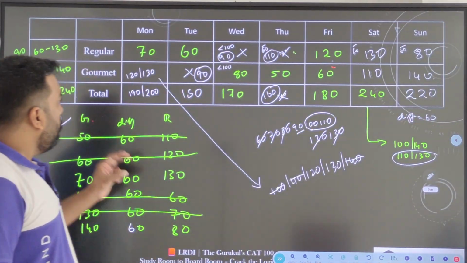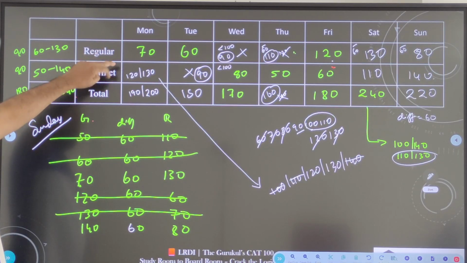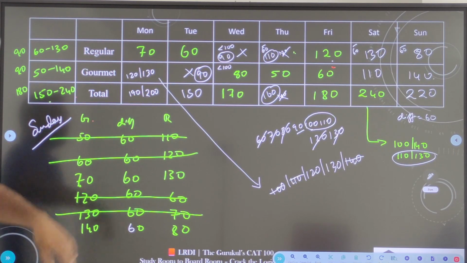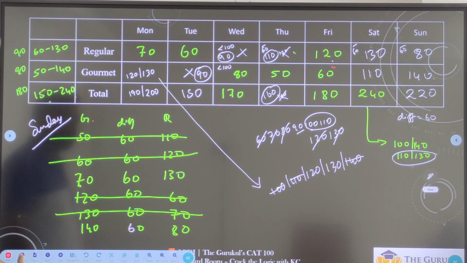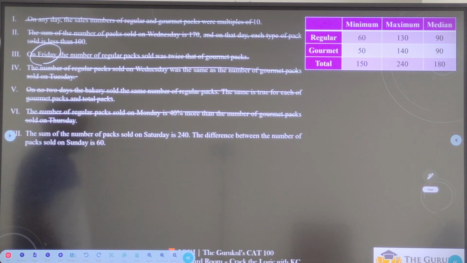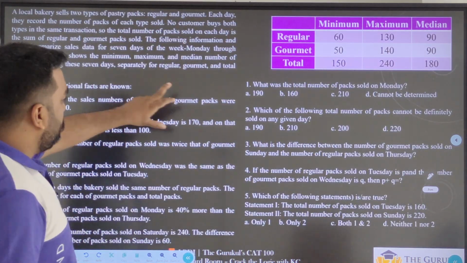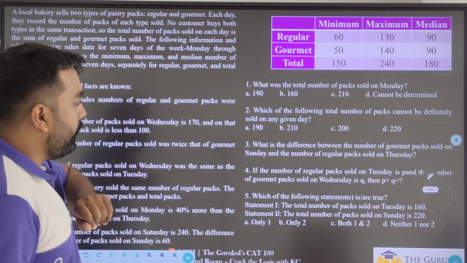In this also, we have two unknown things over here. The government of Monday can be 120 or 130. Total can be 190 or 200 depending on the questions which they give us in the exam. Clear? I understand this is a little lengthy set. Pause and try to understand what is happening. Now we are done using all the statements, Saturday, Sunday, everything. These are the 5 questions which are talking over here.